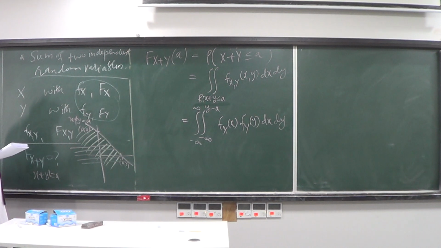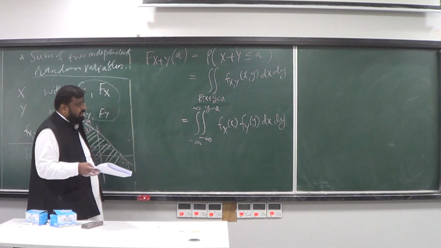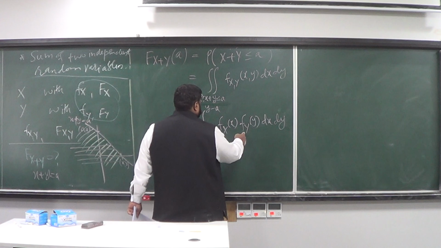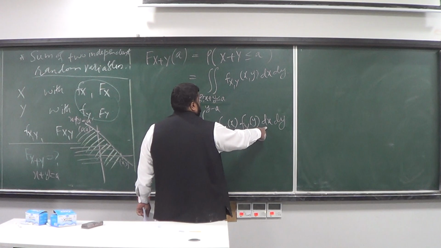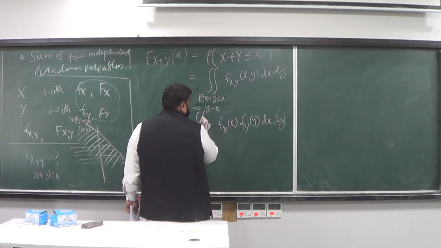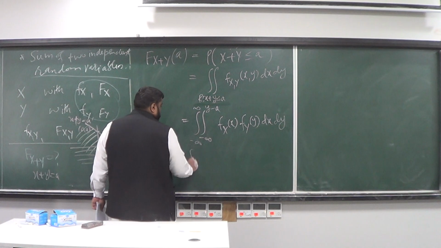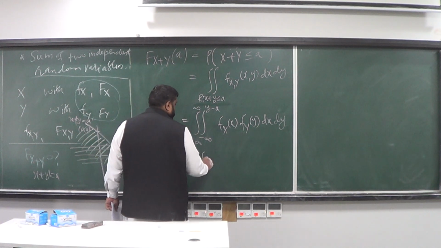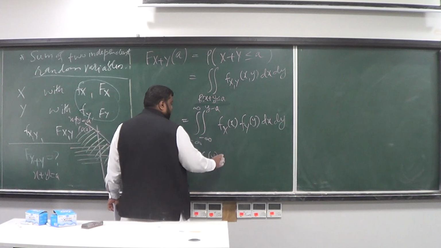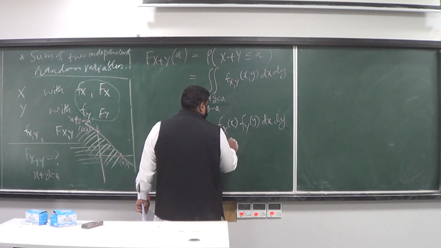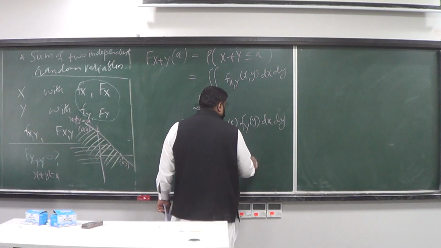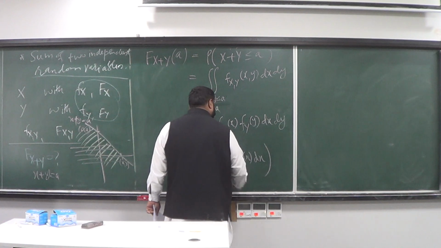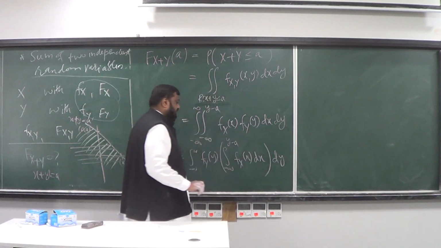So what can be done? Since the first integral is with respect to x, I can pull f_Y(y) out. So I am going to have the integral from minus infinity to infinity of f_Y(y), and what is going to remain is the integral from minus infinity to a minus y of f_X(x) dx, and everything multiplied by dy. So this is what you are going to get.